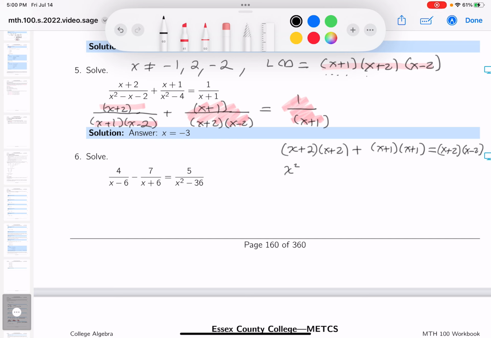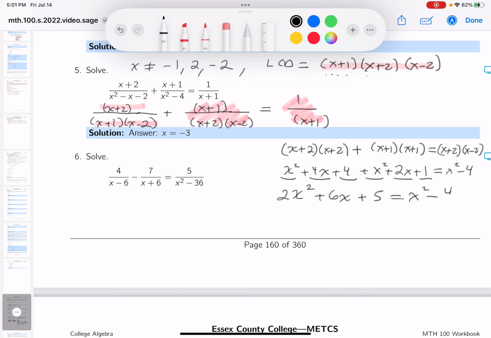x squared. Well, 2x and 2x is 4x. And 2 times 2 is 4. What do you get here? You're going to get x squared plus, well, 1x and 1x is 2x, and 1 times 1 is 1. What do you get on the right side? x squared minus 4. I'm going to simplify. You get x squared. There's 2 of them, so there's going to be 6 of these, plus 6x. And 4 plus 1 is 5. And that equals x squared minus 4.